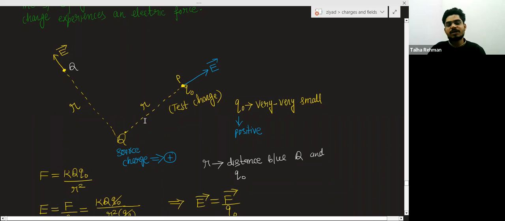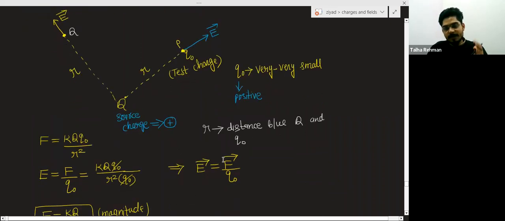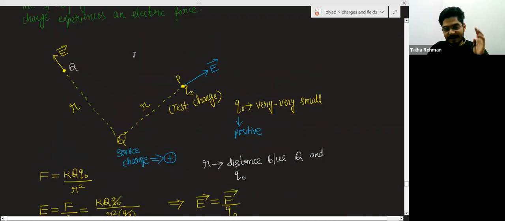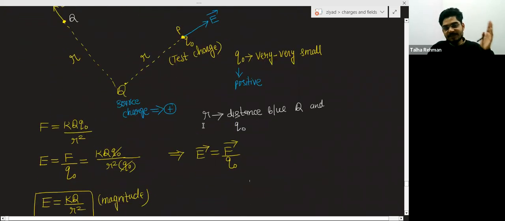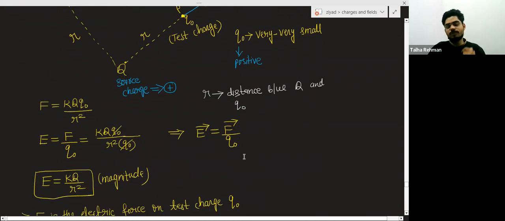Why? Because this is also a charge, and this is also a charge. Either they will attract or they will repel. So on this charge, due to this charge, there will be either a force of attraction or repulsion, and that force per unit test charge is given by the electric field strength at that point. So you can write this as the definition, and use this formula for the strength of the electric field.